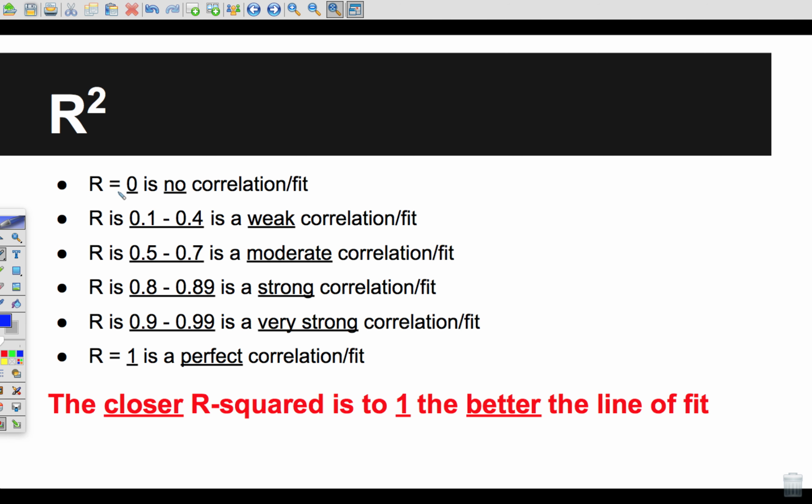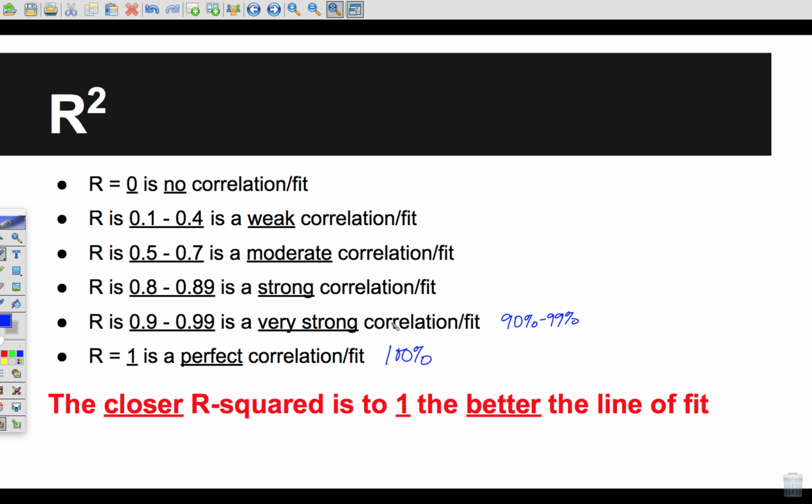All right, so here's kind of just a breakdown. This is also on your notes, so you might pause this and write this down. So we said 0 is absolutely no percent, no fit. 1 is a perfect percent, that's 100% of the data fit. Okay, so 0.9 to 0.99, this would be like 90% to 99%. So we say this is a very strong correlation or fit.